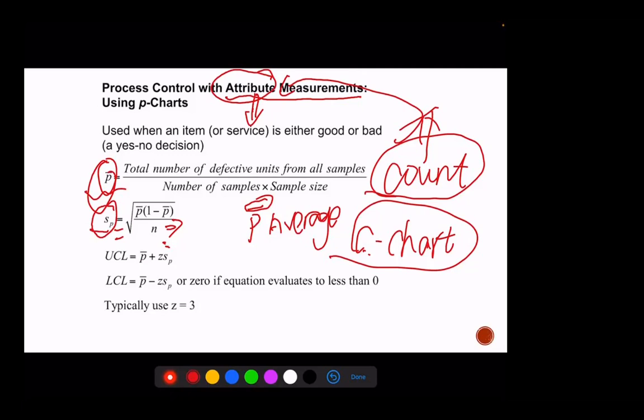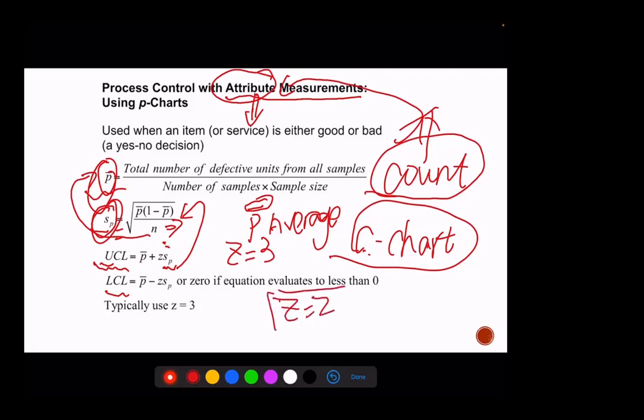And once you got this, you will be able to calculate the upper and the lower control limits. So upper equals the average of P plus Z times SP. SP we got from here, P bar we got from here. So the only thing you need to figure out is Z. And Z in general equals 3. Sometimes we also use Z equal to 2. But in the test, if I don't mention anything, please use 3 for Z, okay?